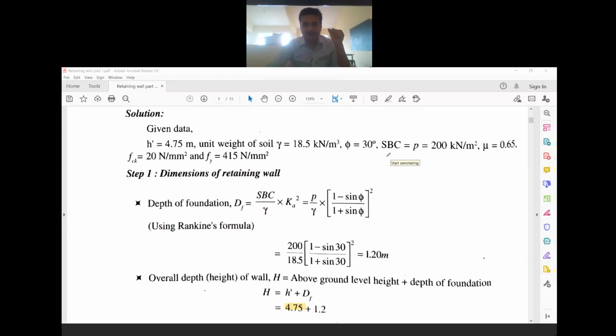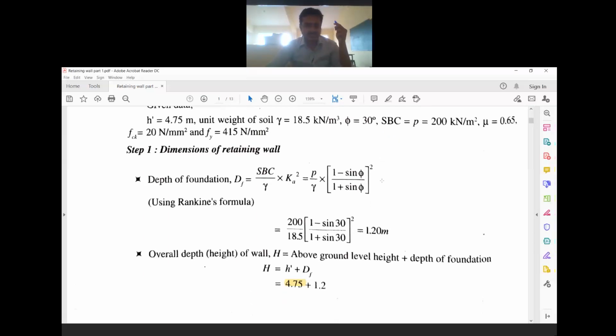Now observe SBC, safe bearing capacity of the soil. It is the standard parameter that we calculate for soil. Next, angle of friction, the amount of friction it produces against sliding and all. And M20 concrete and Fe415 steel are given.